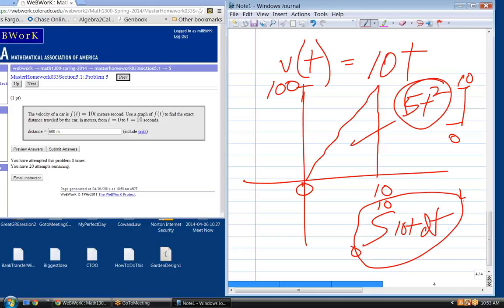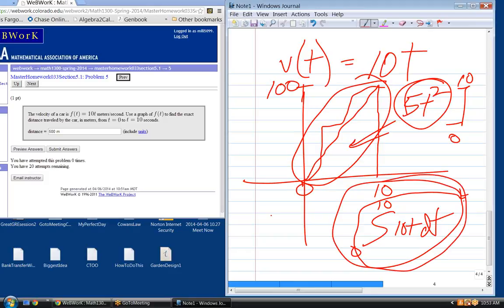But yes, this is how you do it. We could do this one using geometry because it was all straight lines. But put a curve in there, finding the area under that curve, if you know that function, then the way to do it is to use integration. That's the definition of integration: the area under a curve.